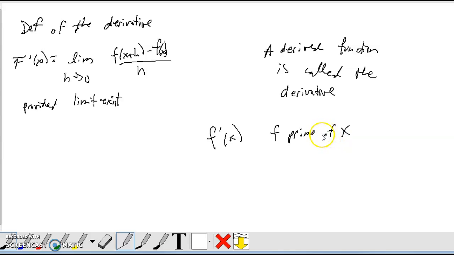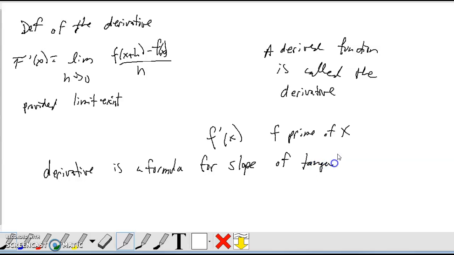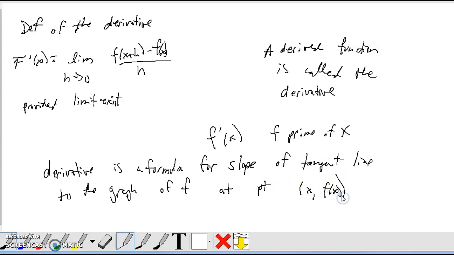Okay, so again, the derivative is a formula for the slope of a tangent line to the graph of f at the point x, f of x. So all it is is just a different notation. So in part 3, we're just going to use that different notation to help us with a few more examples.